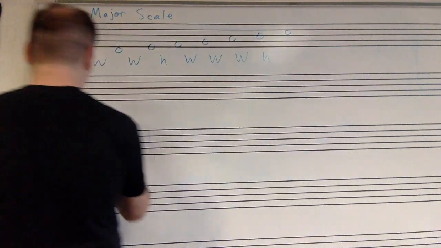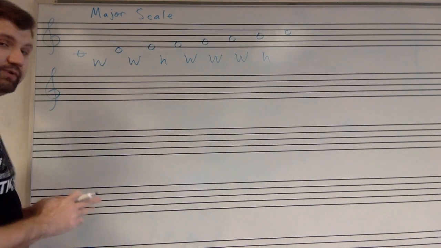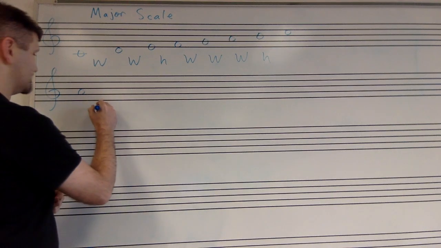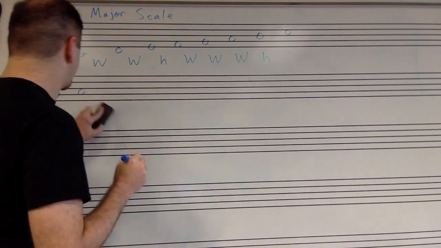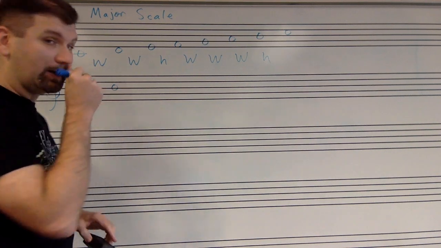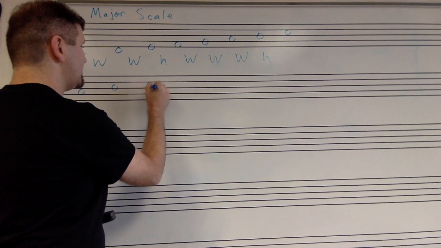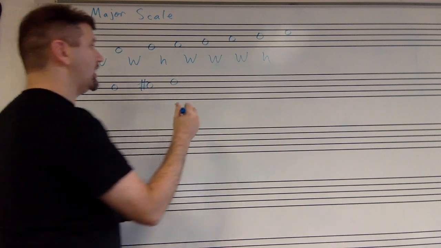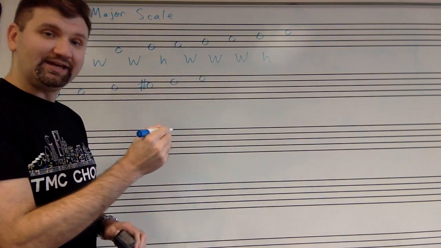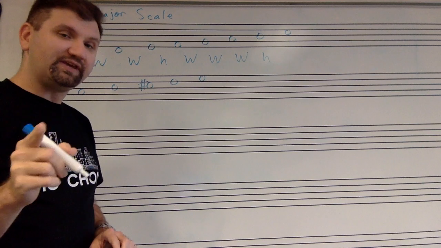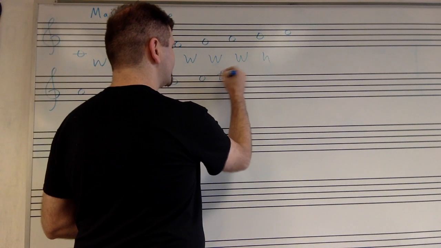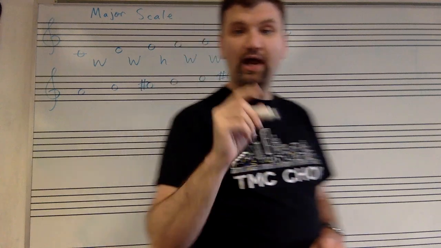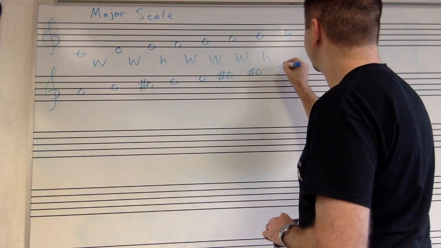So let's do one or two for an example. If we go with the A major that I just mentioned, we would have A and then a whole step takes us up to B, and then another whole step takes us up to C sharp, and then a half step up to D, a whole step up to E, and now a whole step above E, F sharp, and a whole step above F sharp is G sharp, and now a half step above G sharp, we end on A.